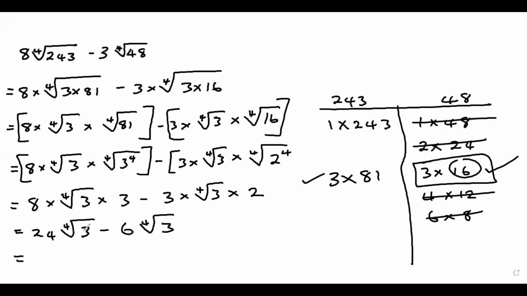And then you have 24. So because these are the same, you can subtract the coefficients. So it will be 24 minus 6, which is 18, fourth root 3. And that would be the final answer.